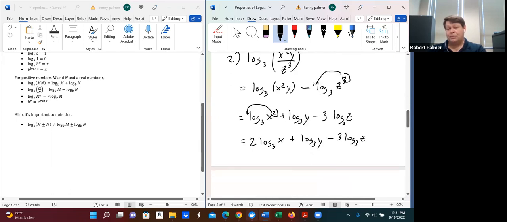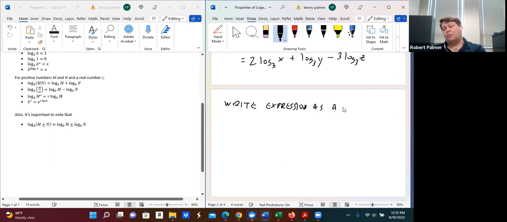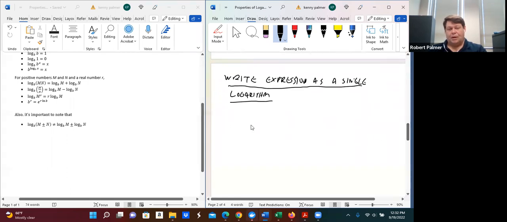Now we want to go backwards and do the same thing. Now we want to write an expression as a single logarithm. What that means is taking the properties we just used and going in reverse. So let's look at a couple of examples of that.